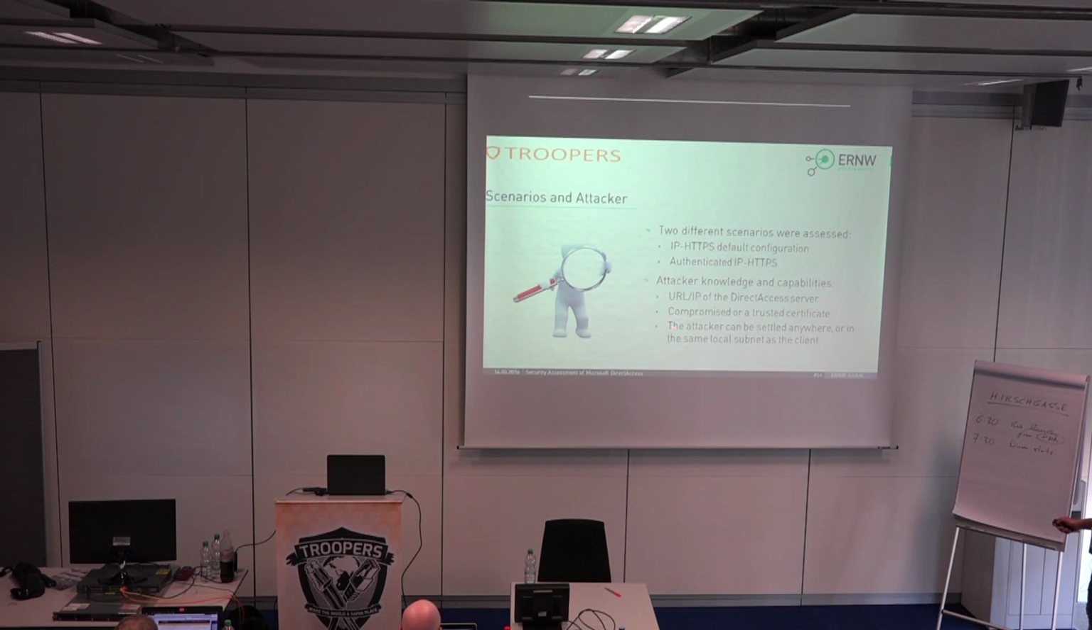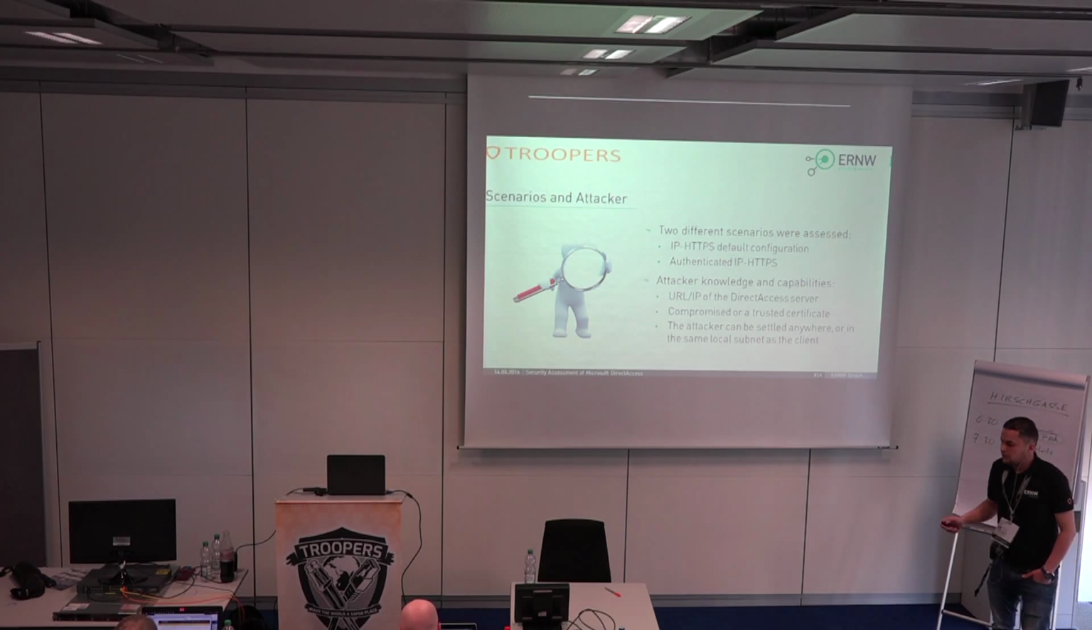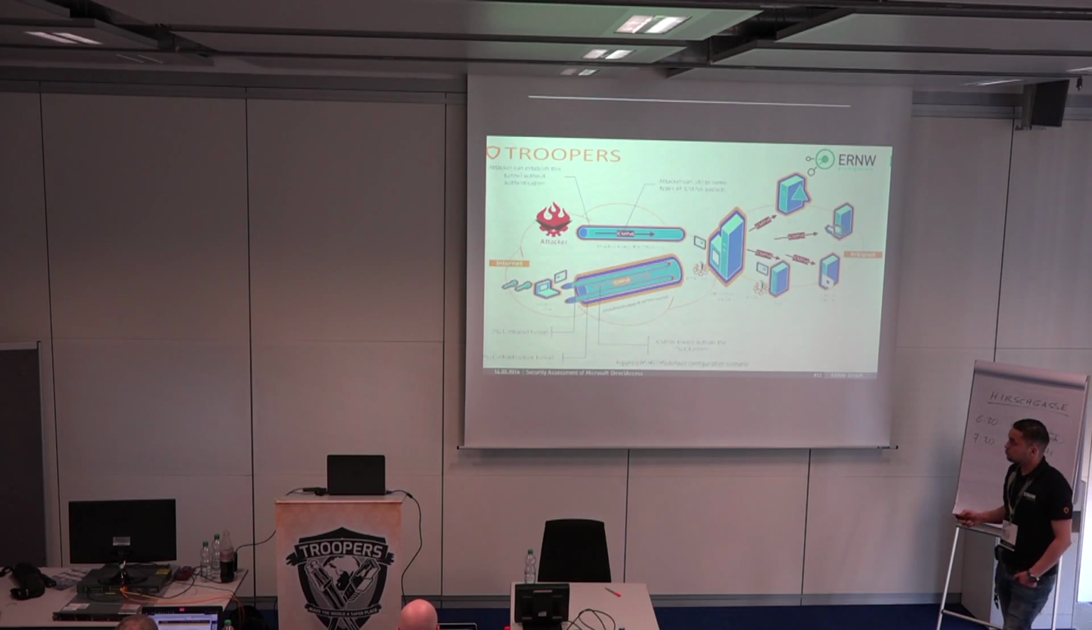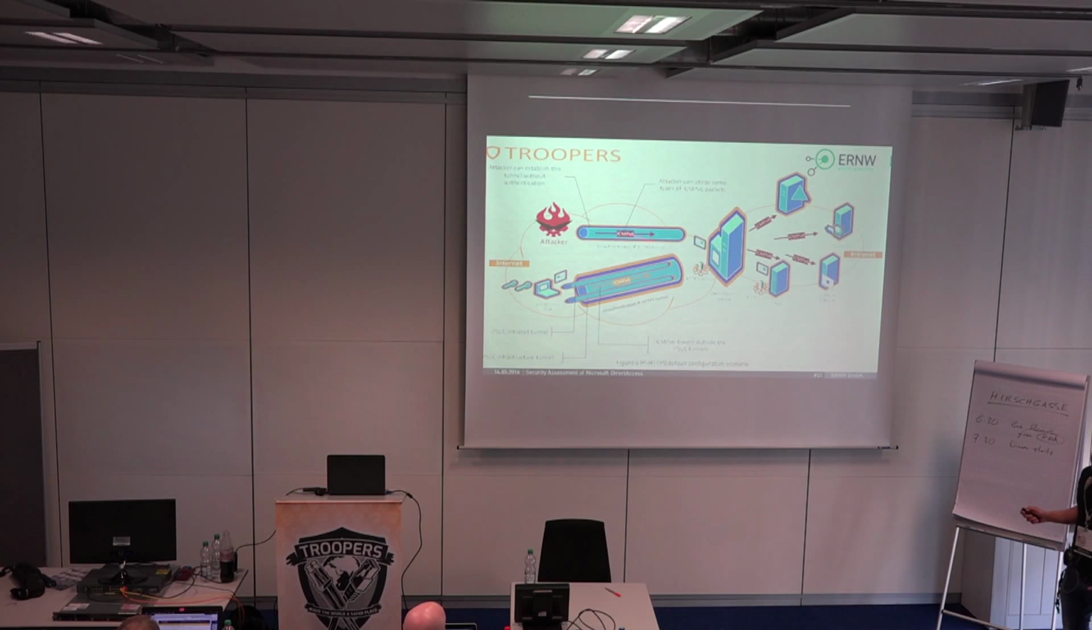The final assumption was that the attacker can initiate attacks from anywhere in the world, and in some cases I assumed that the attacker is on the local subnet. So this is the first scenario. The attacker can easily build the IP-HTTPS tunnel. In my case, I developed a small script, and using this script I was able to connect to the DirectAccess server without any authentication.